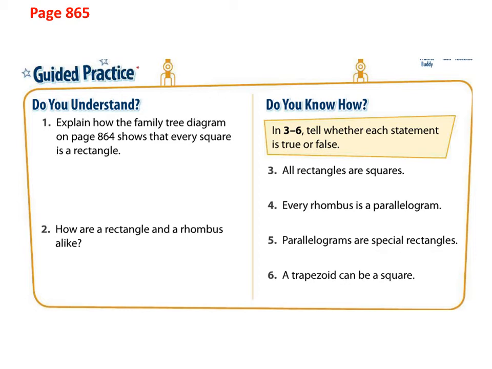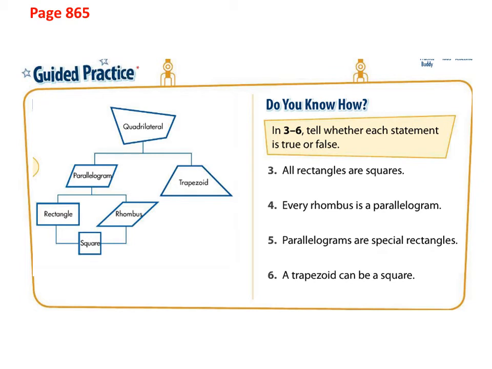We can use the family tree on page 864 to answer the questions from 3 to 6. Here it is. Again, question 3 says all rectangles are squares. Look at the family tree with the rectangle. Since the rectangle is below the parallelogram in the family tree, every rectangle is an example of a parallelogram, but it's not an example of a square. So question 3 is false.